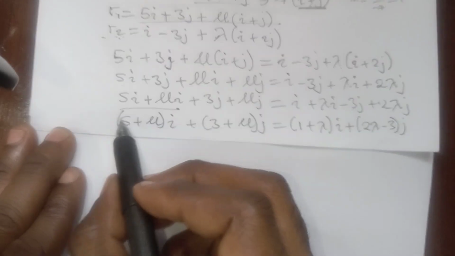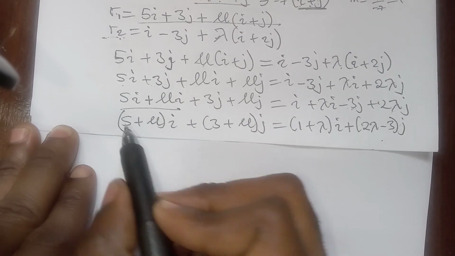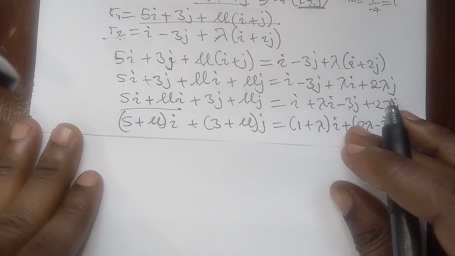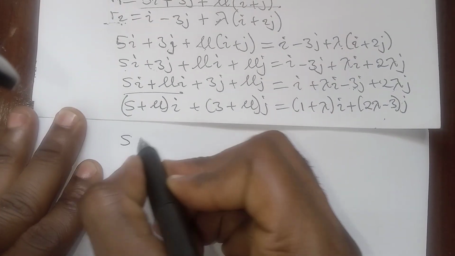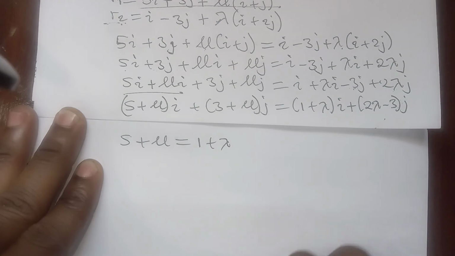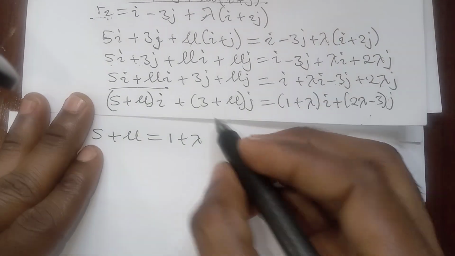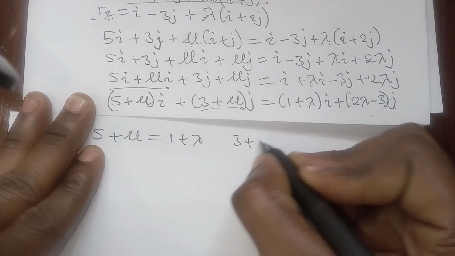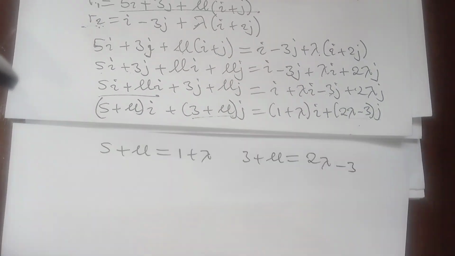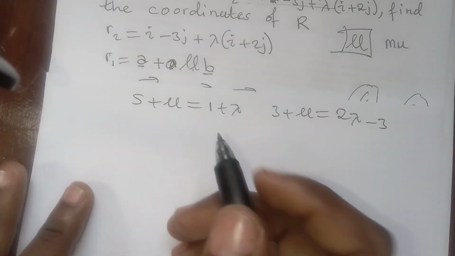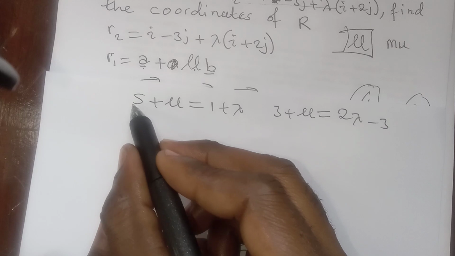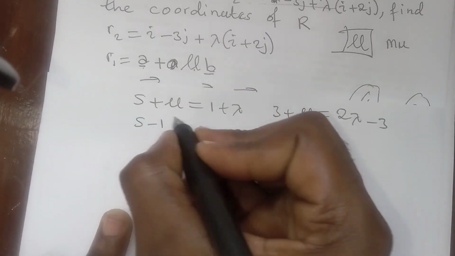And then now that we have the i components here and the i components here, the j components here and the j components here, we can compare and equate. So we have 5 plus mu, this must be the same as 1 plus lambda. And then the other equation here is this: 3 plus mu is 2 lambda minus 3. So now to solve this, I think I'll just take this one to the other side. The choice is all yours.